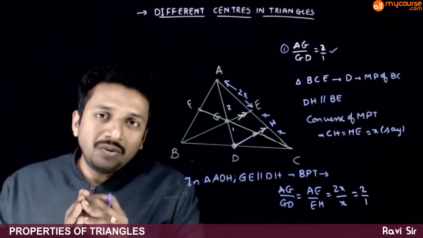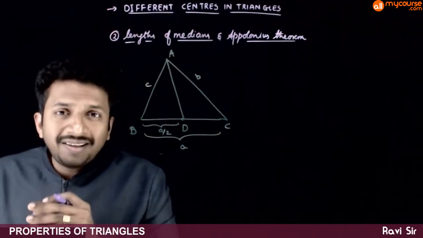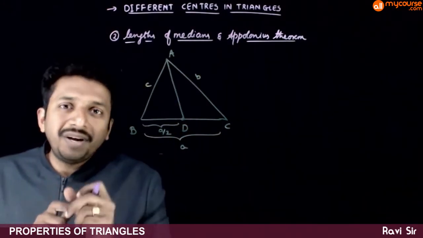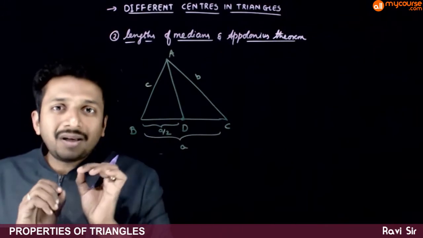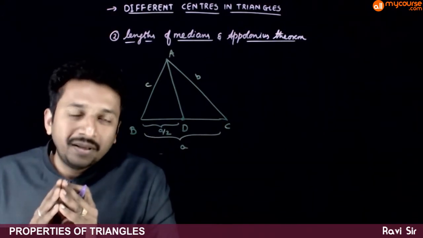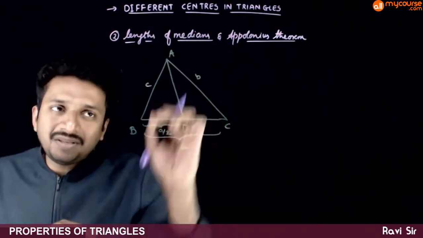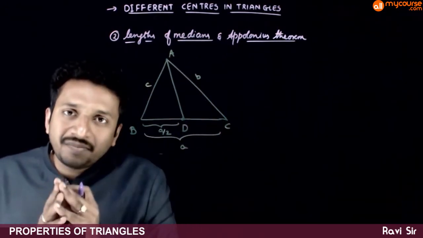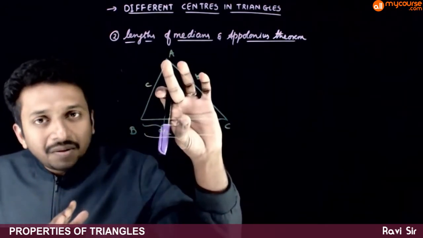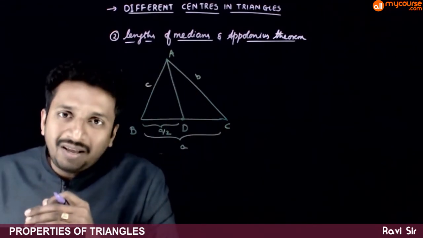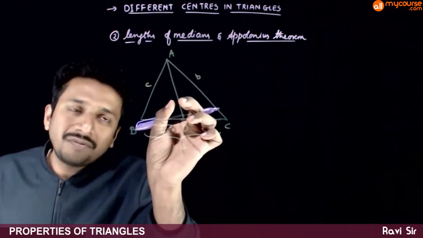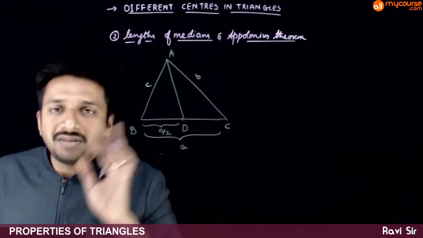Now let us go to the next property. In the next property, let us look at the lengths of the medians and a theorem called Apollonius theorem. So first, if I have the triangle ABC whose sides are a, b, c, and if I draw the median AD, can I find the length of this median in terms of a, b, c? That's the question.